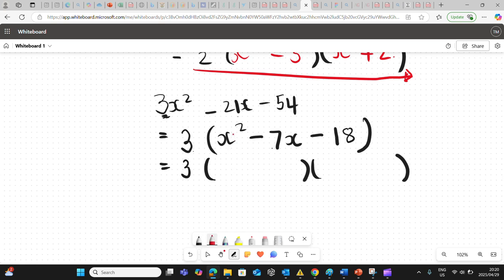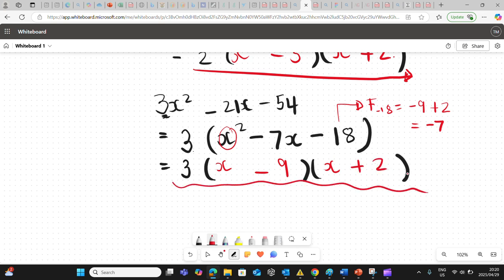If you square root this guy, you get an x. Factors of -18 that add to give you -7. I am thinking a 9 and a 2, definitely, but the 9 needs to be negative and the 2 needs to be positive, because this is how you get a -7. So -9 in there and the +2 in there. And there we go.